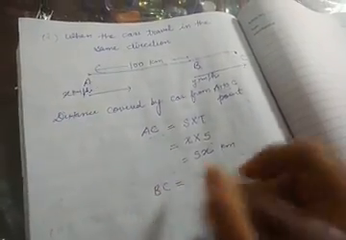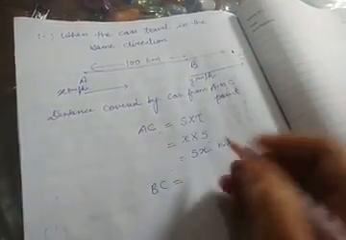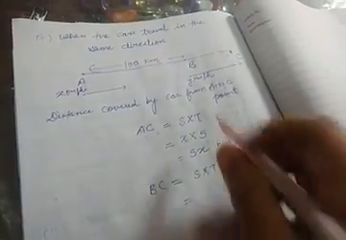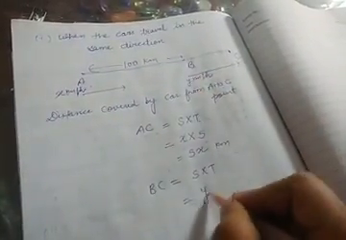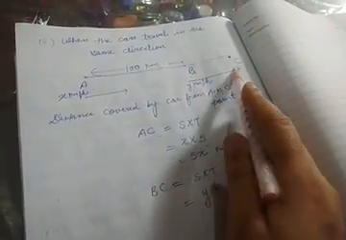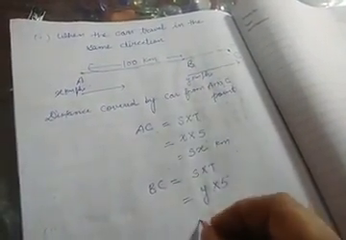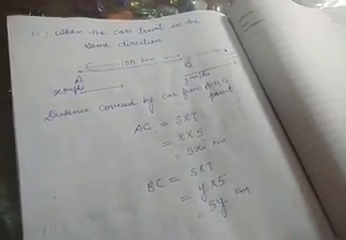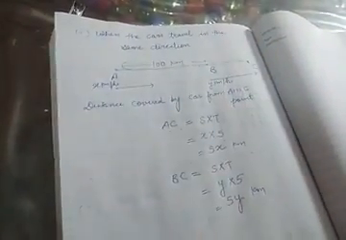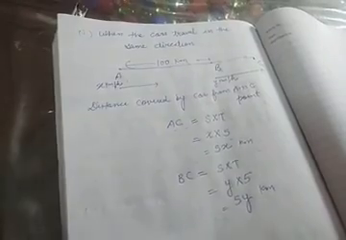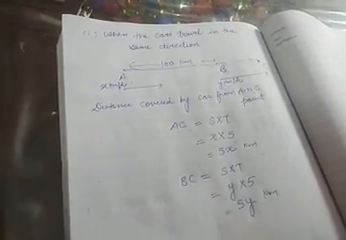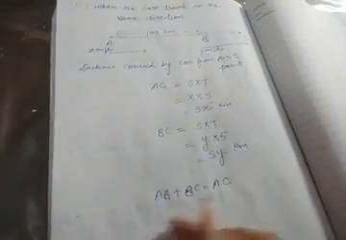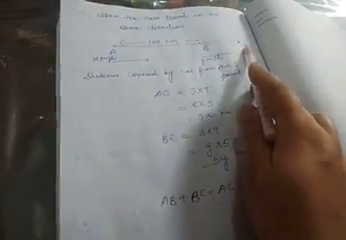What about BC distance? That is also speed into time. So what is the speed from B point? That is y. And time, this car is also taking 5 hours to reach the C point. So this distance will be 5y kilometer. Okay. Now we know AB distance is 100 kilometer. So what we have? AB plus BC equals AC. AB plus BC, we can write equal to AC.